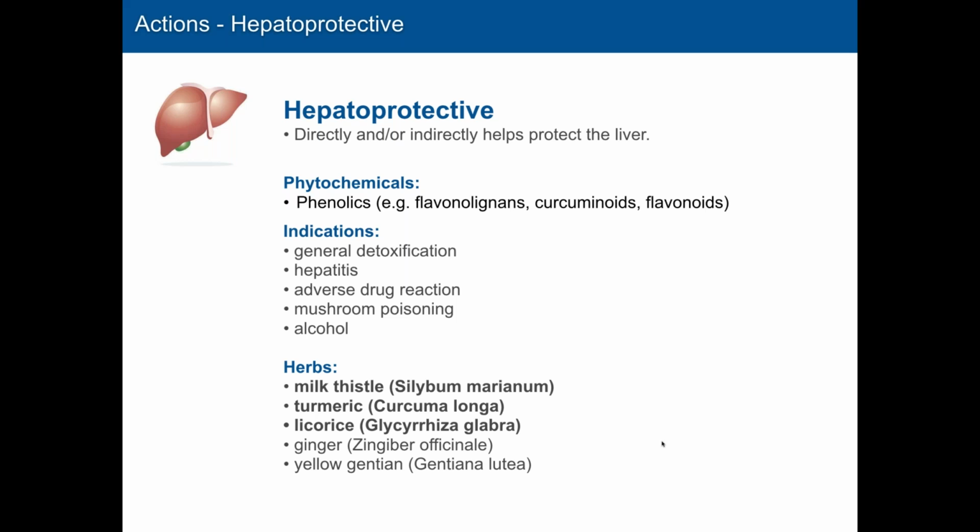Licorice is another important hepatoprotective herb. Ginger, which is not its main indication. Usually I think of ginger as being an antiemetic to reduce nausea and vomiting. We'll talk about that afterwards. But because of the phenolic compounds in ginger, called gingerol, it has some positive effects as well. And then gentian, it's not its primary indication for it, but certainly it does appear to have that hepatoprotective effect.